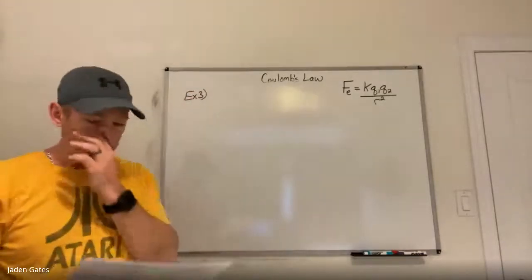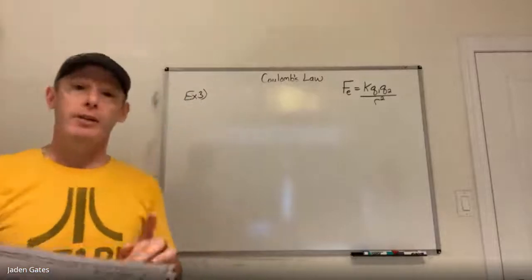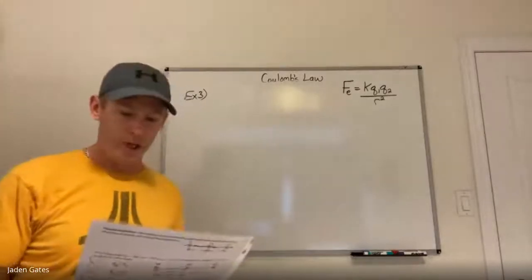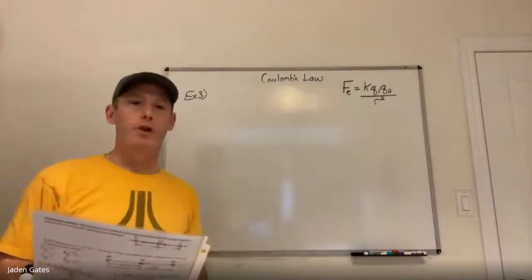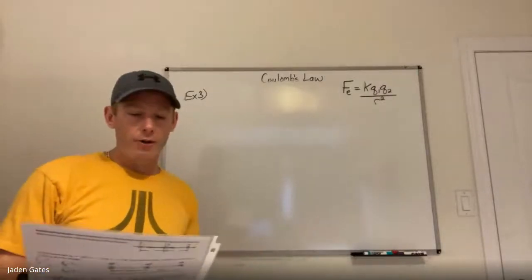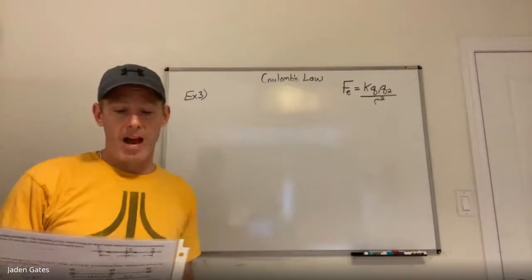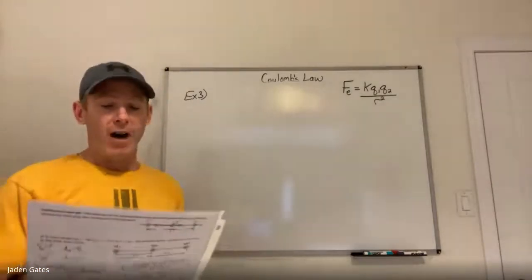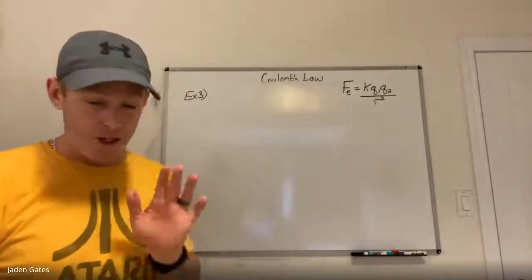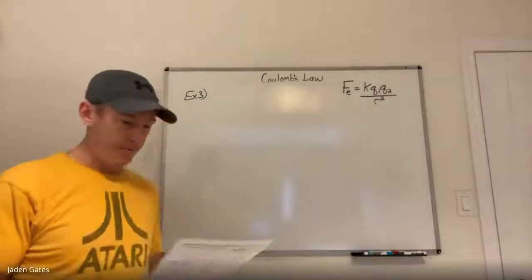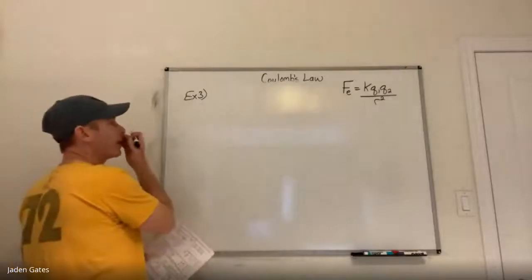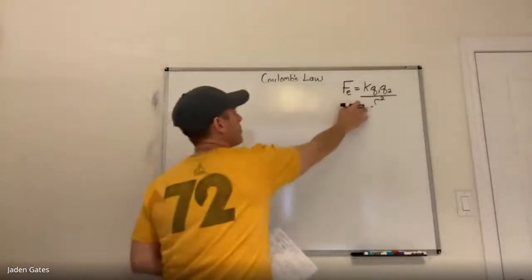Example 3: a small sphere carrying a charge of -8 microcoulombs. So we'll get into that. It's got a little funny symbol there. It exerts an attractive force of 0.5 newtons on another sphere carrying a charge of magnitude 5.0 microcoulombs. Find the distance between the two spheres. All right, so again, there's our formula over there, Coulomb's law.